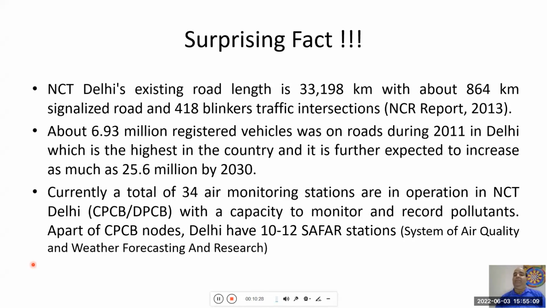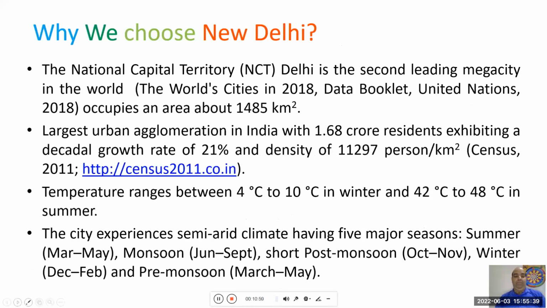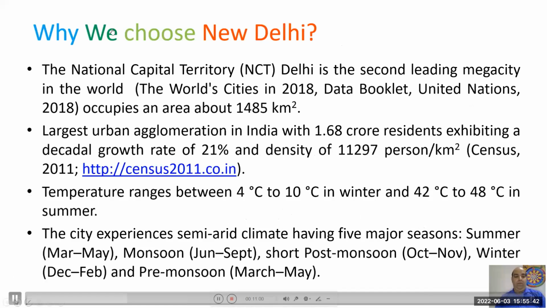pollution to the city. But we have only 24 air monitoring stations operating in the NCT area from the Delhi Pollution Control Board or the Central Pollution Control Board. There are 10 to 12 SAFAR stations also there. What does SAFAR mean here? System of Air Quality and Weather Forecasting and Research. So combining both, we have almost 40 to 45 stations working live every day.